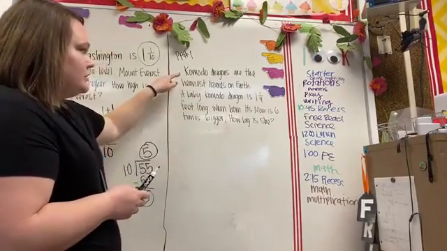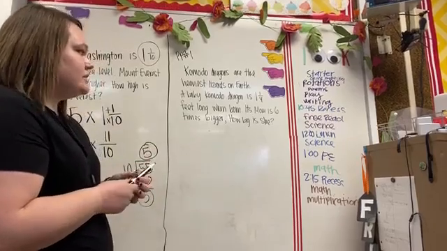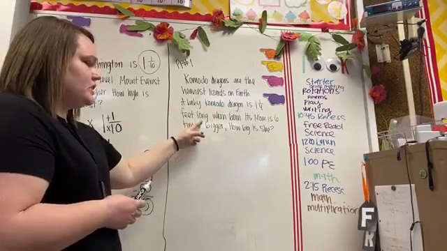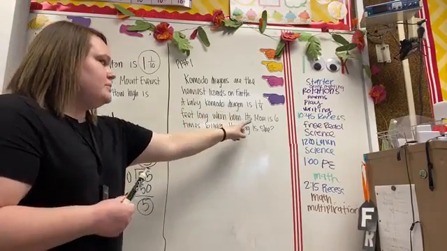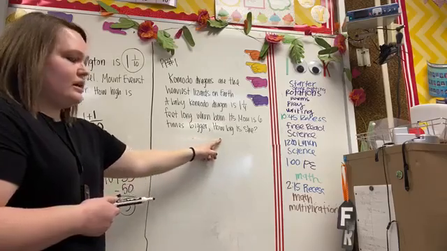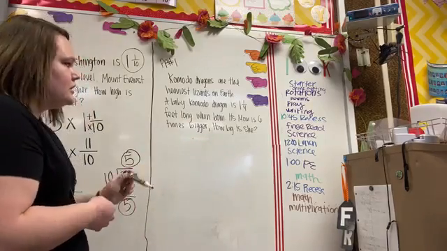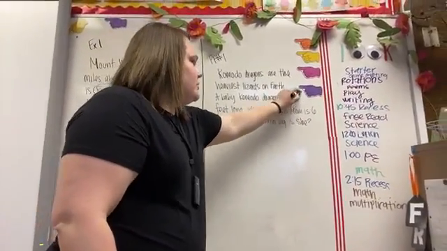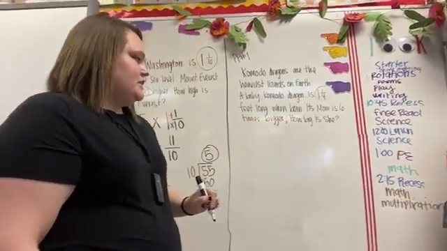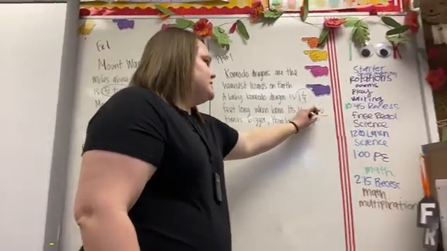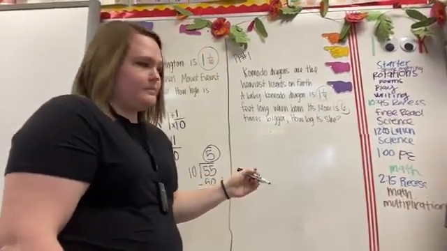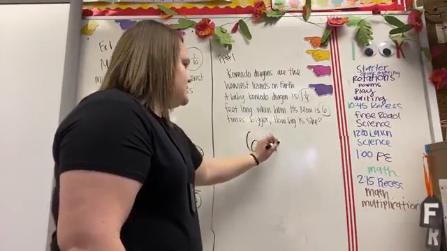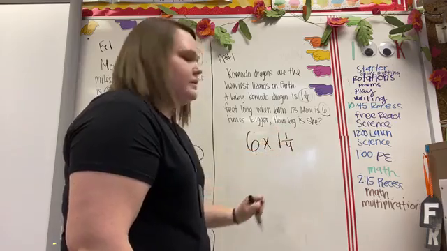Okay? So Komodo dragons are the heaviest lizards on Earth. A baby Komodo dragon is 1 1/4 feet long when born. Its mom is 6 times bigger. How big is she? Well, let's find our important information. We know that a baby Komodo when born is 1 1/4 feet long, and a mom is 6 times bigger. So we're going to have 6 times 1 1/4.